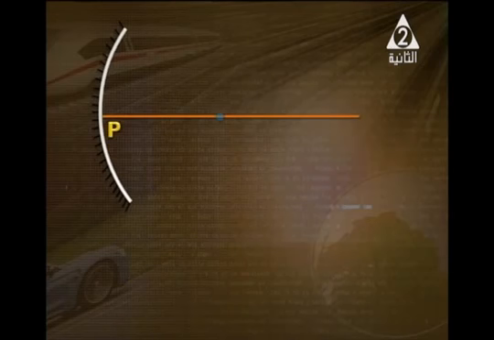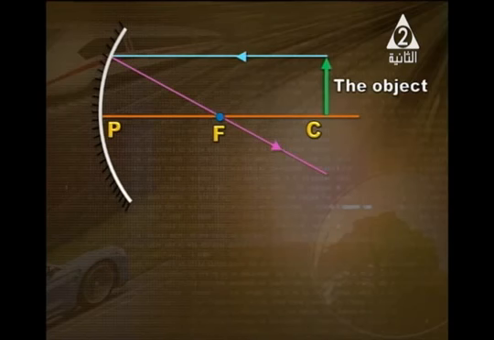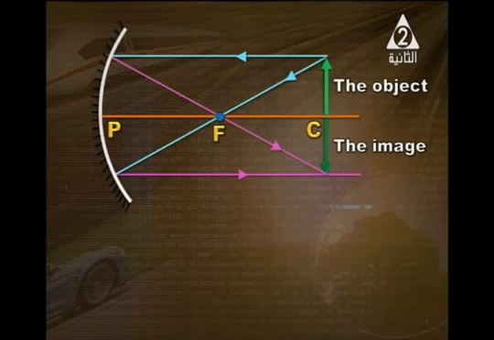Another case. This is the concave mirror. That's the principal axis which passes through the center of curvature and the pole of the mirror. The object lies on the point C. This object will send a light ray which passes parallel to the principal axis. This ray will reflect passing through the focus. Another ray sent by the object, which passes through the focus, will reflect parallel to the principal axis. The image is formed on C again.